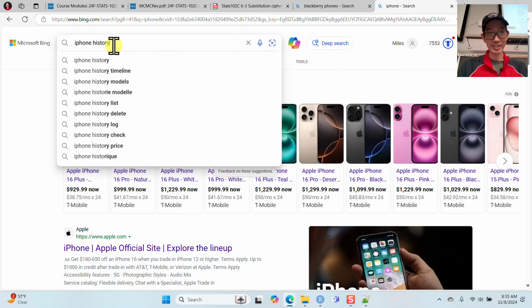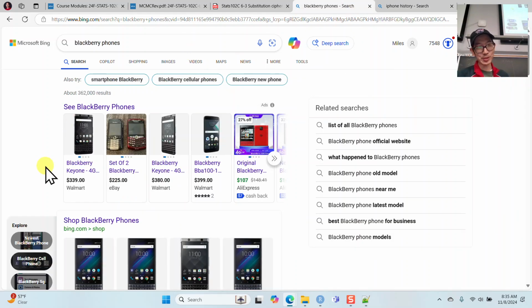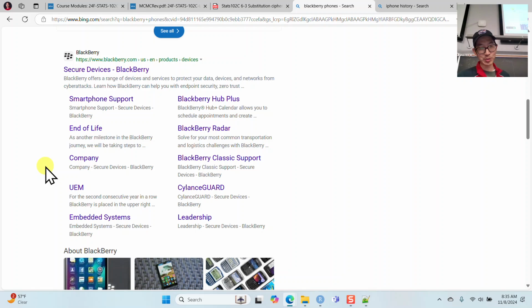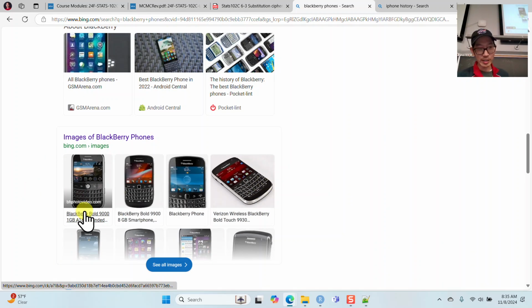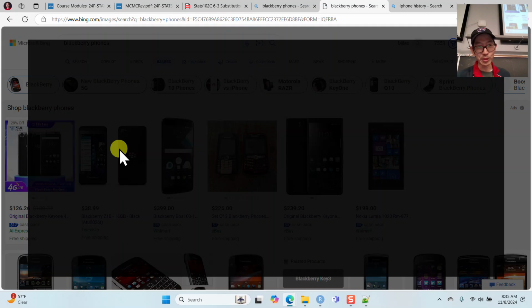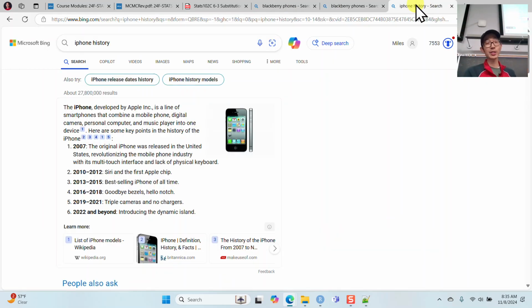iPhone history. 2007, oh yeah. Okay, so our BlackBerry phones around 2008 was their height of peak popularity, and they had these little physical keyboards, tactile keyboards. Okay, you could feel the button as you pushed them. And prior to the iPhone, other companies had tried touchscreen keyboards, and everybody hated them.